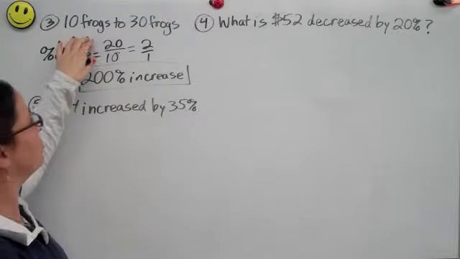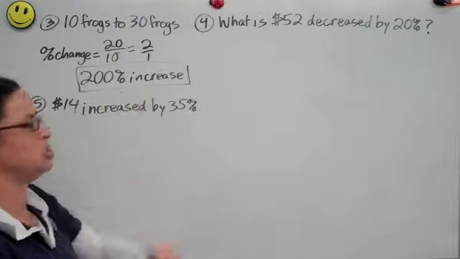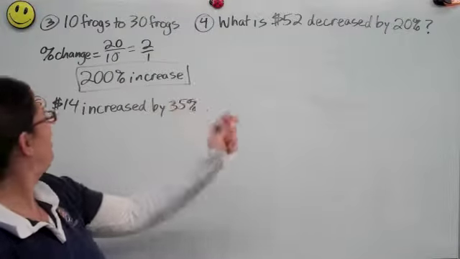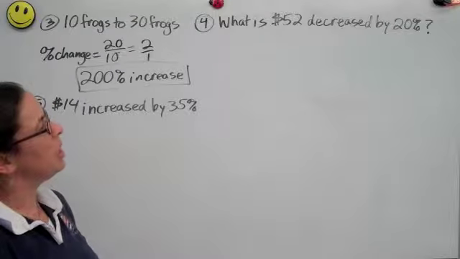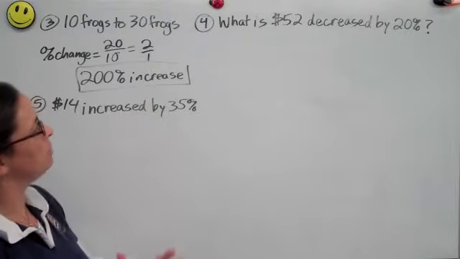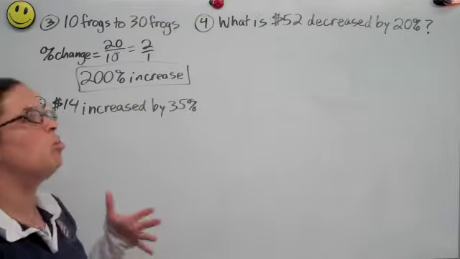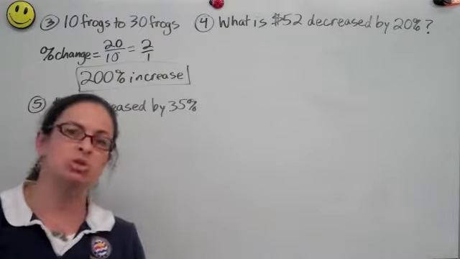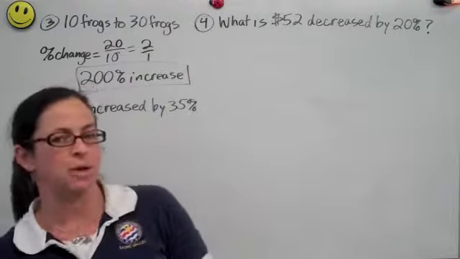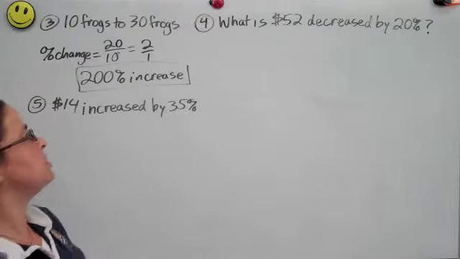Okay, so from 10 frogs to 30 frogs is a 200% increase. Number 4 and 5, we are going to change mode a little bit here, and instead we want to know what is $52 decreased by 20%. So what are we going to do first?